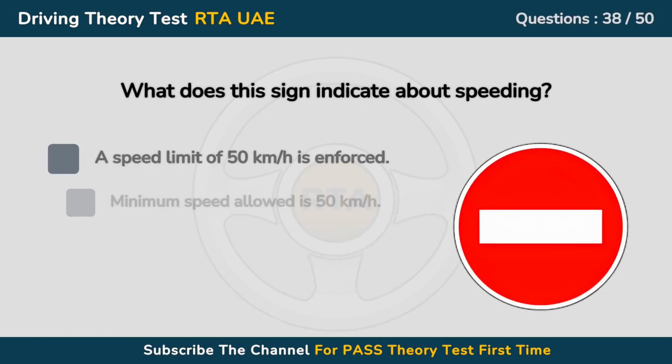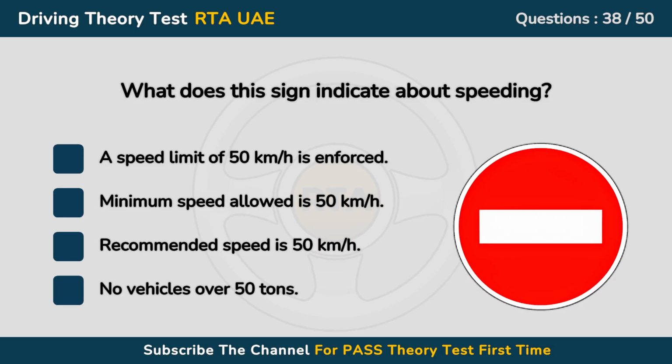Question 38. What does this sign indicate about speeding? A. A speed limit of 50 km per hour is enforced. B. Minimum speed allowed is 50 km per hour. C. Recommended speed is 50 km per hour. D. No vehicles over 50 tons.